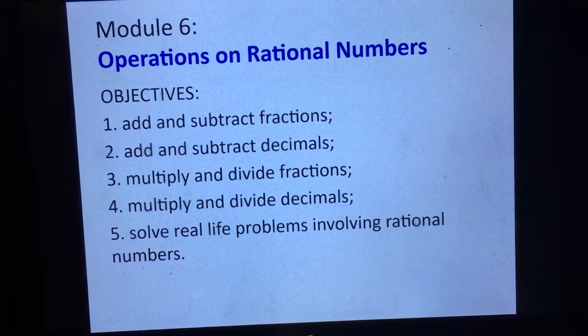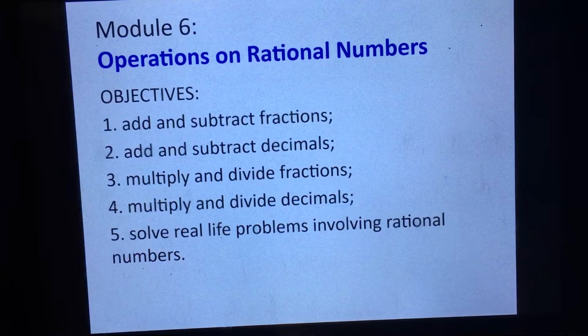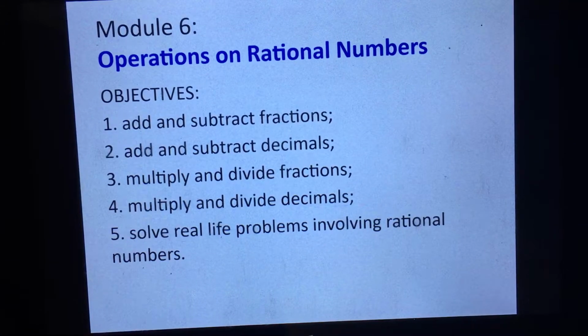Okay, good morning. Today we will be learning module number 6 of our Mathematics 7. The title is Operations on Rational Numbers, with the following objectives: we have to add and subtract fractions, and add and subtract decimals. Let's focus first on the first objective, which is to add and subtract fractions.